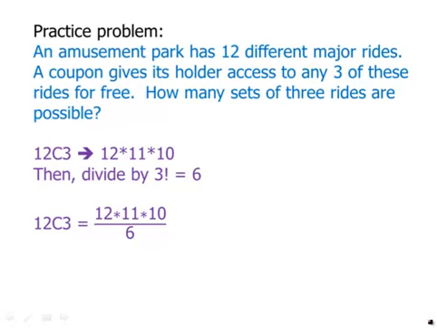Well, 12 divided by 6, of course, we can cancel. We get 2 times 11 times 10, that's 22 times 10, or 220. That's how many sets of 3 rides we can do, and that is the number equal to 12 choose 3. Incidentally, it would also be the number for 12 choose 9.